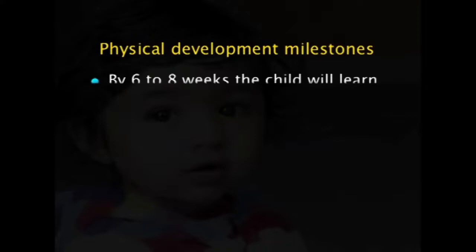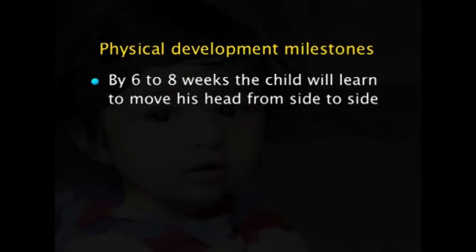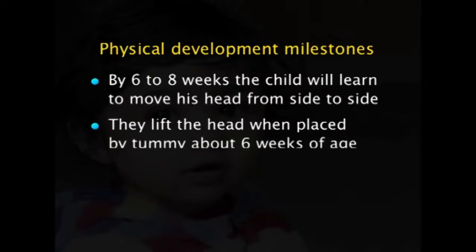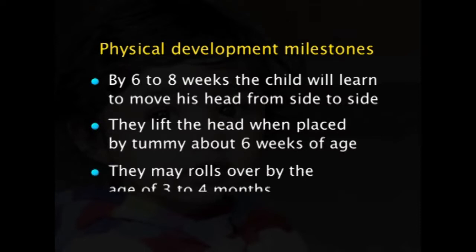The physical development milestones. By 6 to 8 weeks, the child will learn to move his head from side to side. They lift the head when placed on the tummy at about 6 weeks of age, and they may roll over by the age of 3 to 4 months. This is about the milestones of development during the infant stage.